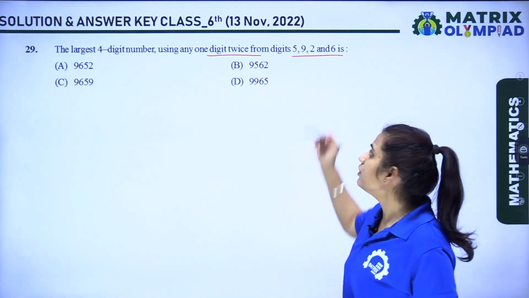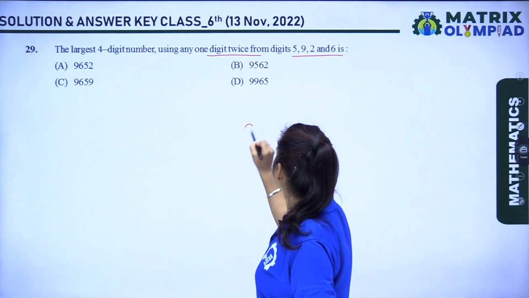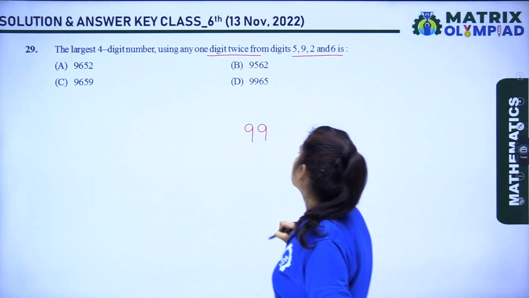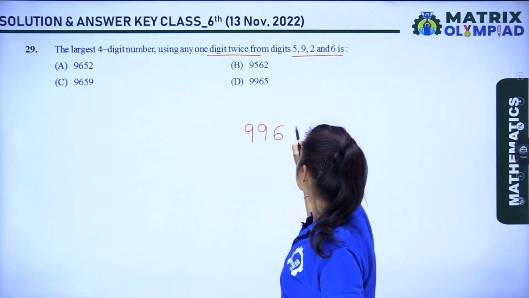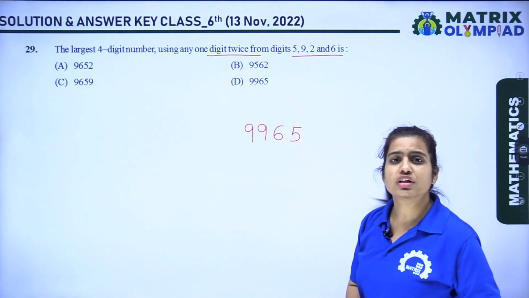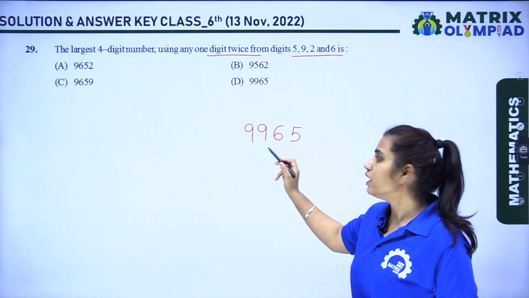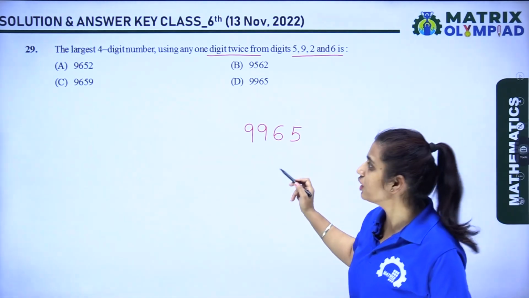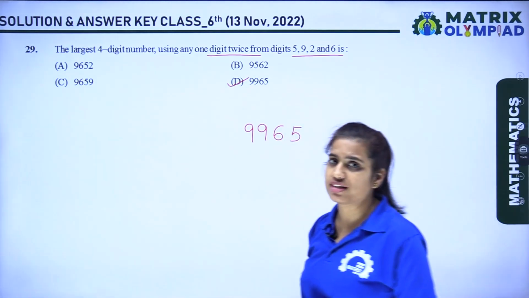So here we are going to use 9 twice. 9, 9, 6, 5. Now here the largest 4-digit number formed by using these digits is 9,965. So here according to the options, we can say that option D is the correct answer.